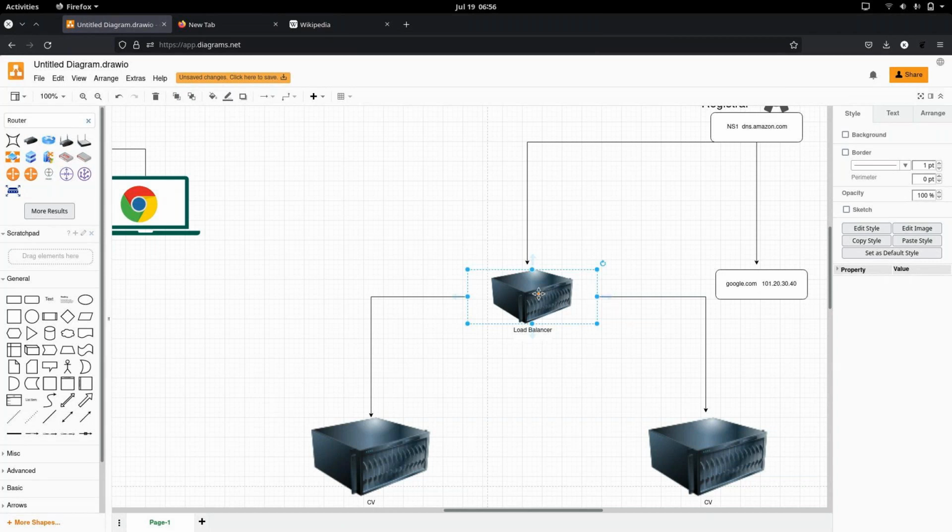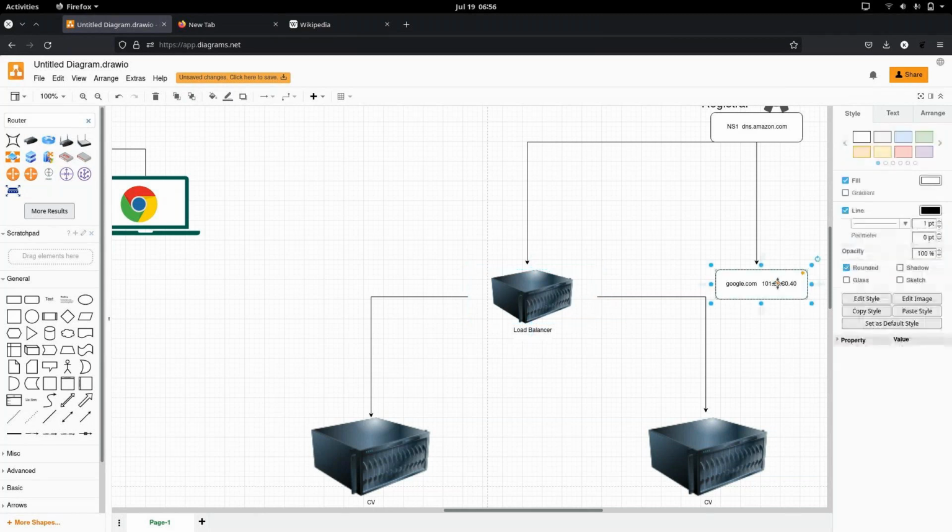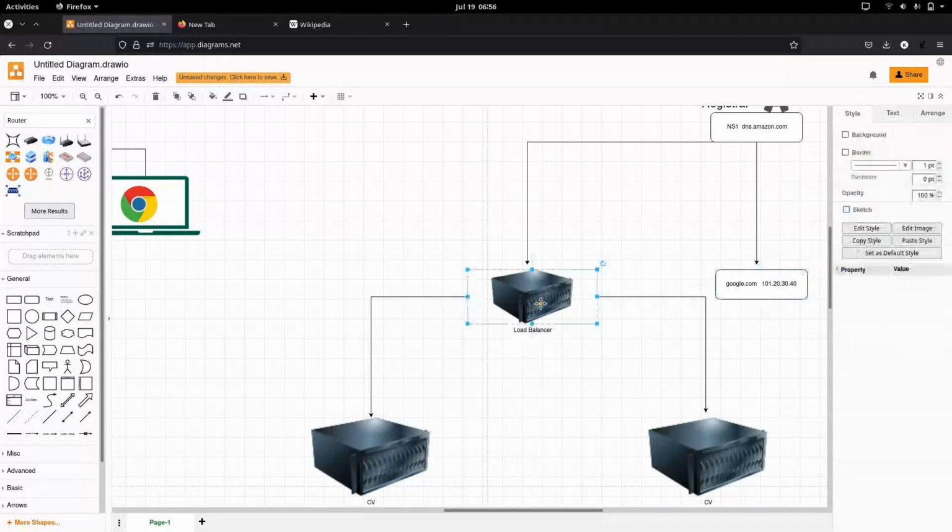So this IP address will be updated in your DNS name. And the request will come to this load balancer. The load balancer's work is only very simple. Just like a receptionist at an office, it will redirect to either of these things.